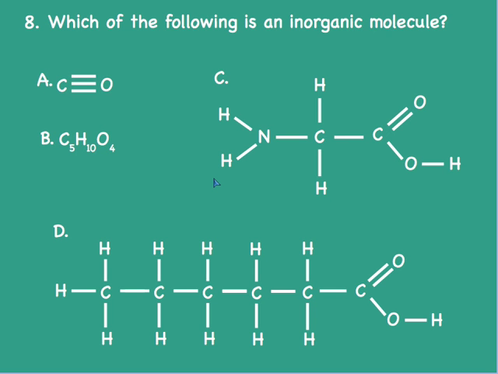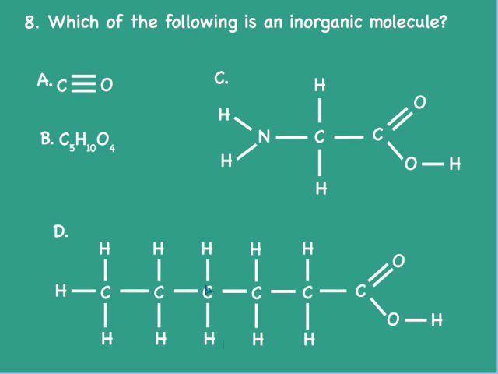Which of the following is an inorganic molecule? And we can think of an inorganic molecule as being anything that does not contain large amounts of carbon. Here we can see that all of these molecules contain large amounts of carbon. C5H10O4, the ribose sugar, here the amino acid glycine, and here this saturated carboxylic acid.